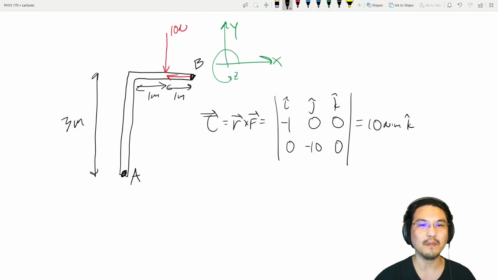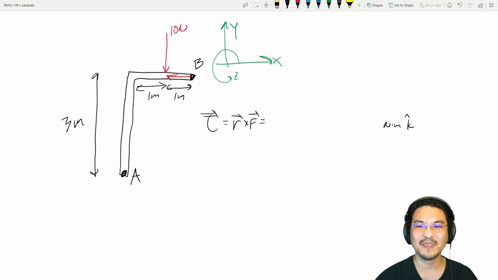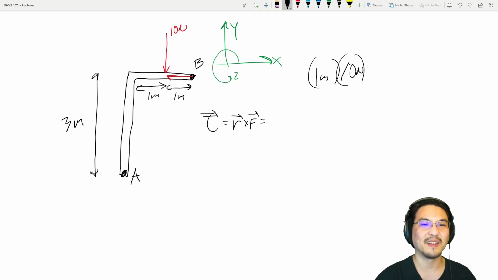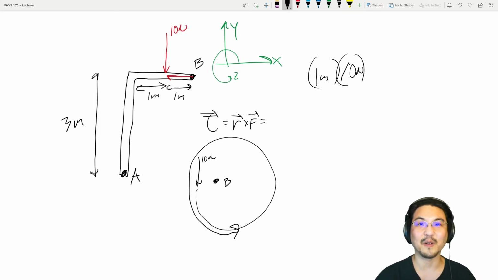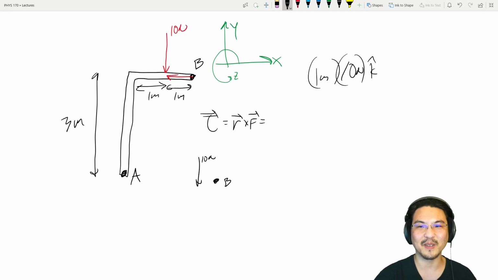Okay. Or you could notice that vector is already perpendicular. It's already a lever arm, right? So it's 1 meter times 10 newtons. And then what direction is that? About point B, right? Point B is here. The 10 newtons is like this. So that's going this way, right? Counterclockwise. So your fingers go counterclockwise, your thumb is pointing out of the page, which is in the positive z direction.